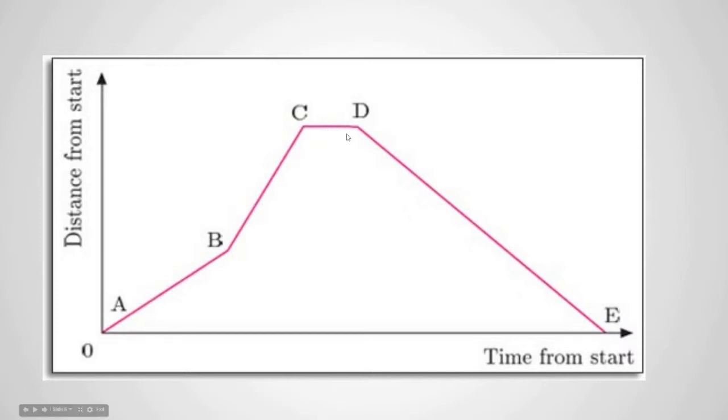Then as we go from D to E, the slope's negative. It's getting closer to the start line. And when it reaches the x-axis again, that means the object has come back to the start line.